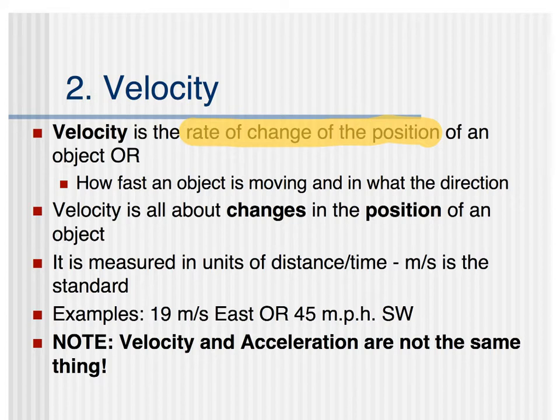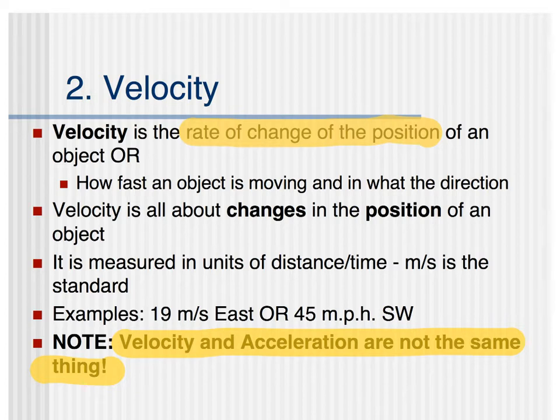One thing that I cannot emphasize enough here is that velocity and acceleration are not the same thing. Velocity is how fast you're going. Acceleration is how quickly your velocity is changing. That's really the key difference. So they're related, but velocity and acceleration are not the same thing. We'll work more with this, but it's completely possible to have a very, very big velocity and a small acceleration, and vice versa.